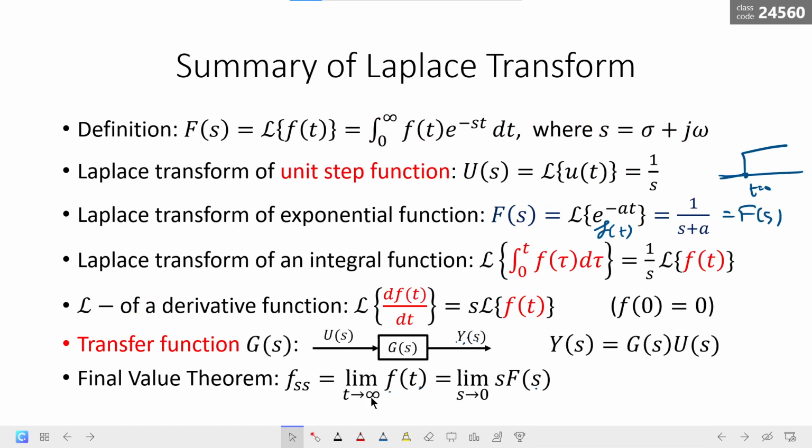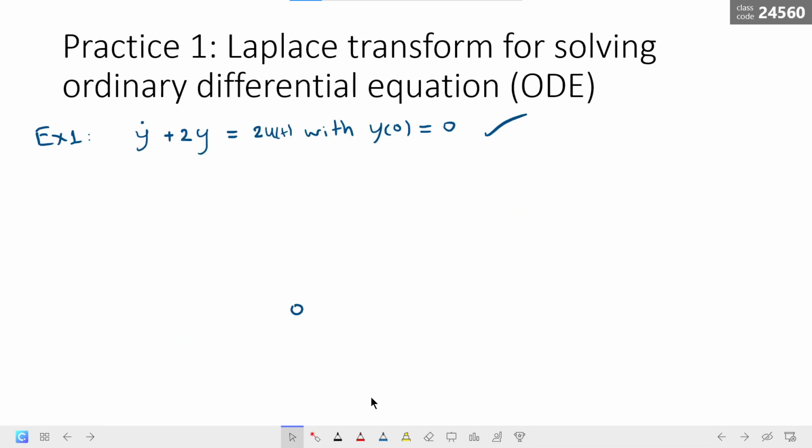Alright, so here is the summary of Laplace transform. I'm not going to explain it, I will skip it. Because time is up now, we're going to continue next week and do the practice. I will try to have as many practice sections as possible.